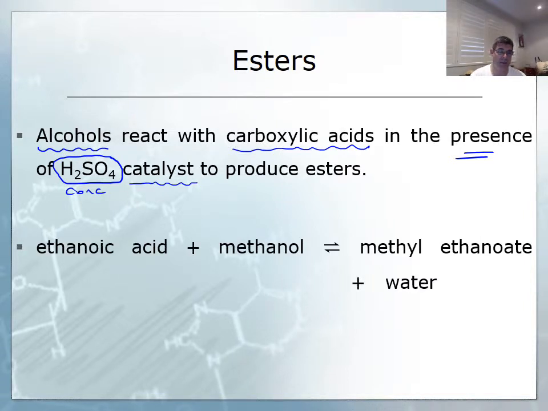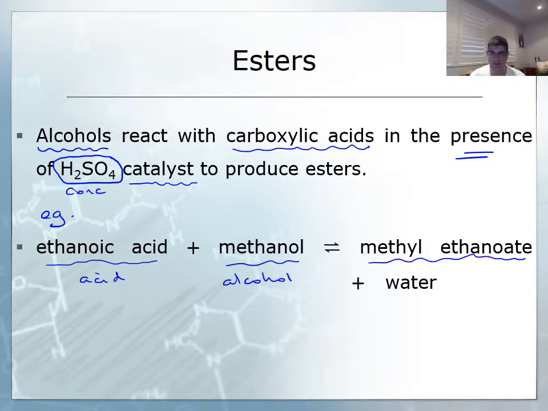Here's an example of an esterification process. Ethanoic acid, there's our acid, reacting with methanol, that's our alcohol, forms methyl ethanoate. I'll explain that name in just a moment. That's our ester. And the other product is water.